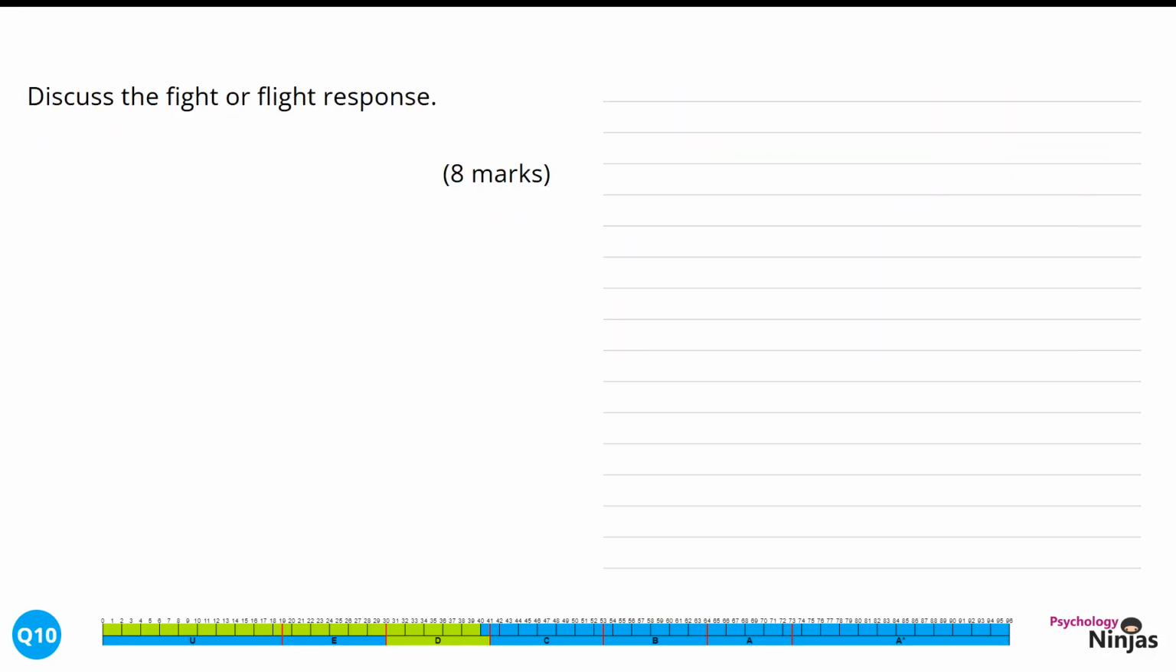Discuss the fight or flight response, 8 marks. Here we have the command word discuss. This is asking us to do 2 separate skills. Firstly, we're being asked to outline. There are 3 marks available for our outline of the fight or flight response. We're also being asked in our discuss question to evaluate, giving strengths and weaknesses of the fight or flight response. We've got 5 marks available for that, so we need more evaluation than explanation.